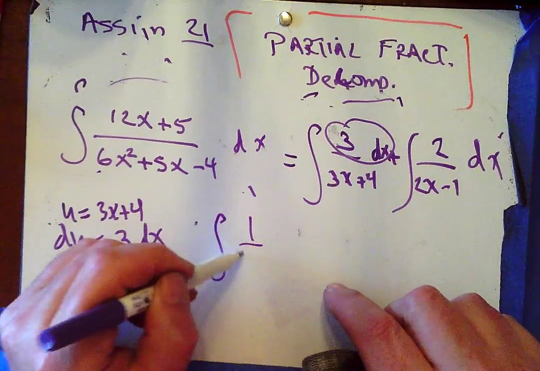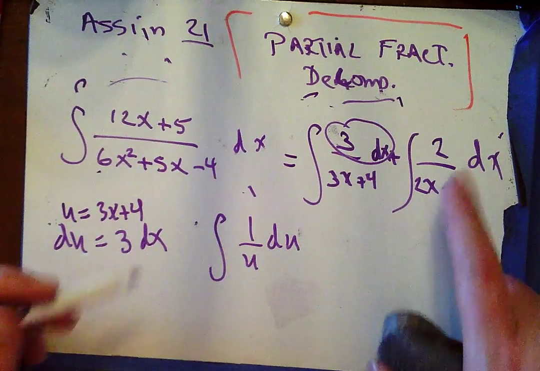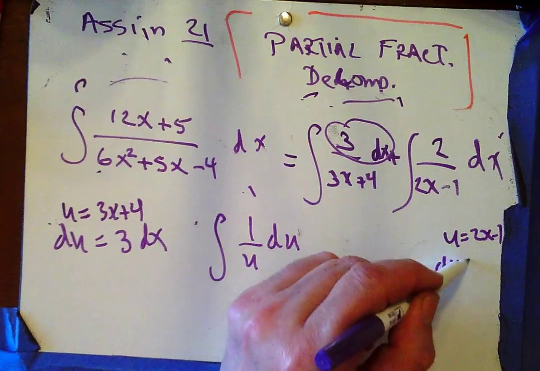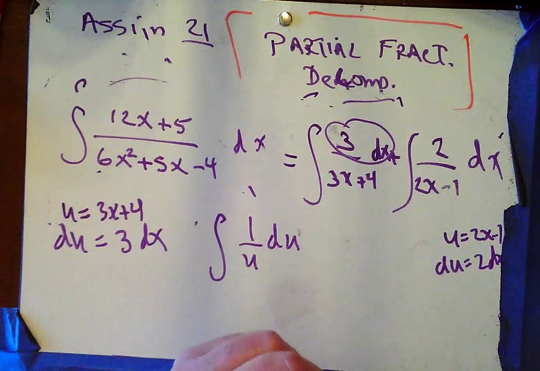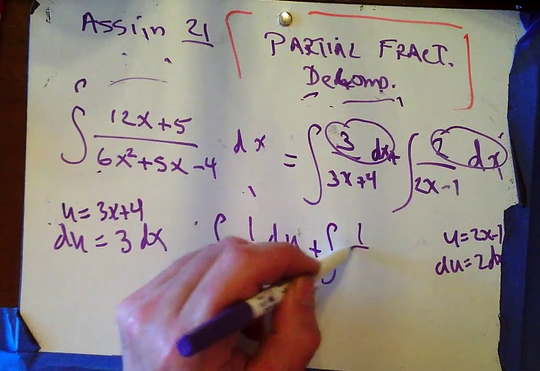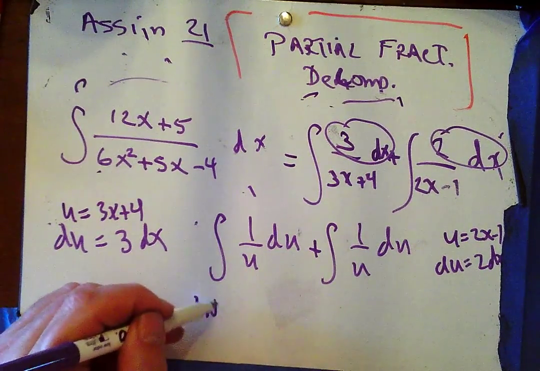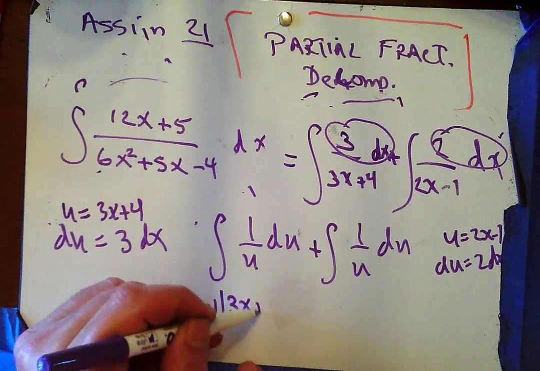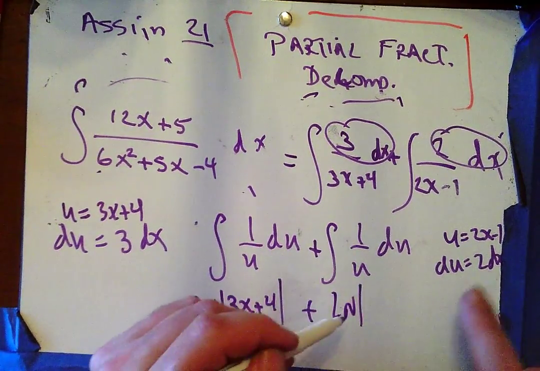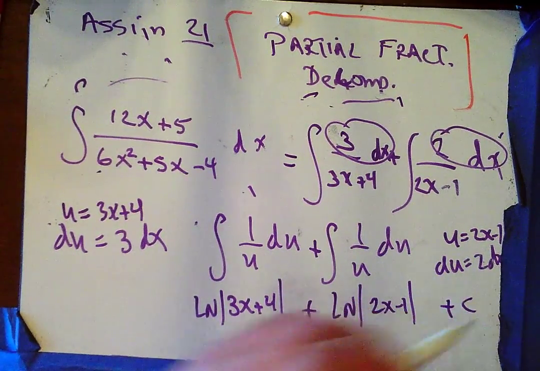So this is the integral of 1 over u du. And what about over here? What if I do a u sub over here, where u is 2x minus 1? And wouldn't du be 2dx? Huh, I have a 2dx. So this is plus the integral of 1 over u du. So here, ln of u plus integral here, ln of this u, 2x minus 1. And don't forget the plus C.